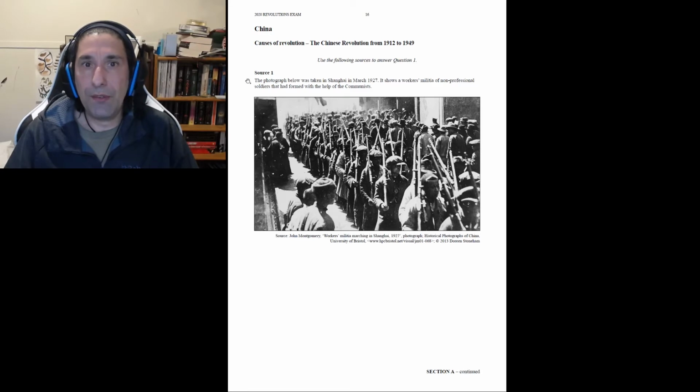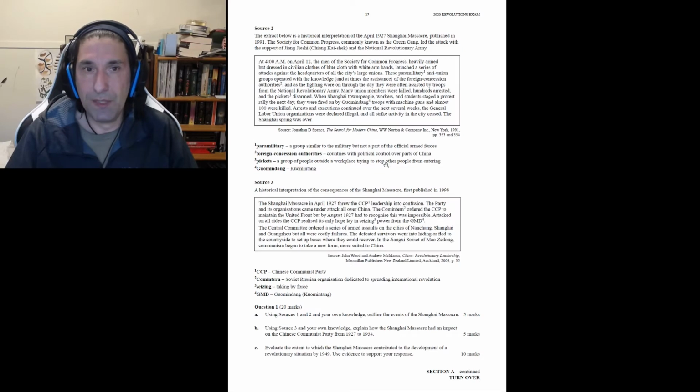Anyway, let's have a look at what these sources are about. So source number 1. The photo below was taken in Shanghai in March 1927. It shows a workers' militia of non-professional soldiers that had formed with the help of the communists. So this is all going to be about the Shanghai Massacre and the time just after it. Source 2. The extract below is a historical interpretation of the April 1927 Shanghai Massacre, published in 1991. It's all about the Shanghai Massacre. And then source 3, a historical interpretation of the consequences of the Shanghai Massacre, first published in 1998.